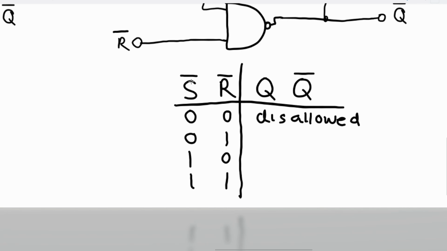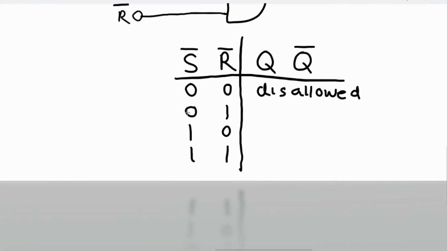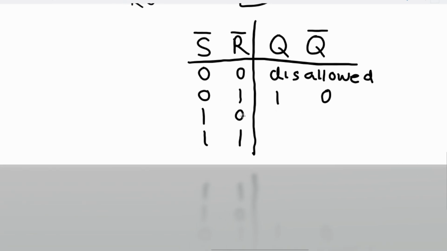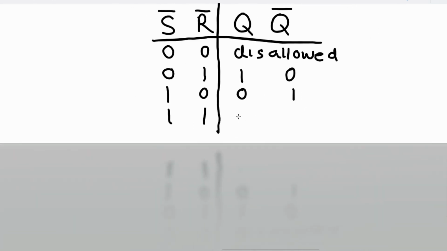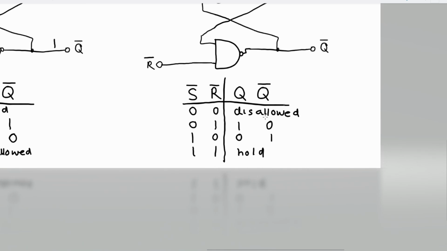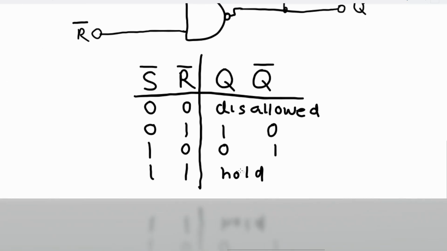If set bar is 0, sorry, then Q will become 1, Q bar becomes 0. If reset bar is 0, then Q is 0, Q bar is 1, and this would be your hold. This will hold whatever values are on Q and Q bar.